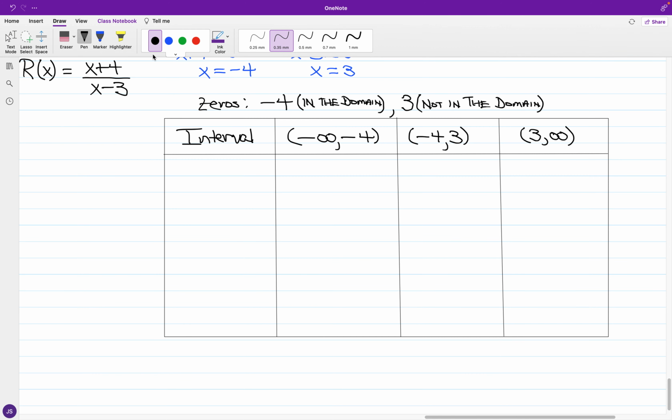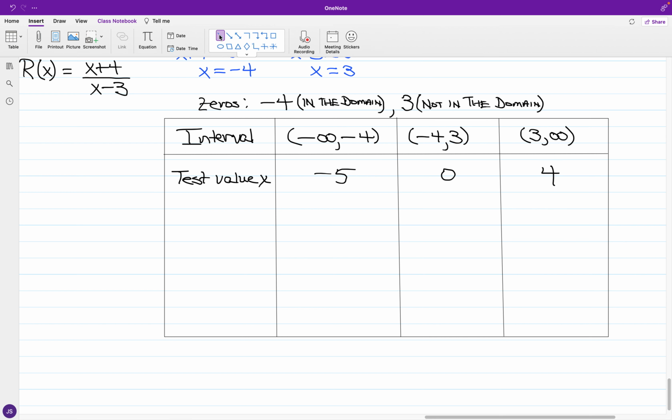Okay, and just like the polynomial inequalities, I can still supply a test value x. Anything less than negative 4, we'll say negative 5. Between negative 4 and 3, we can go with 0. Anything greater than 3, we can go with the number 4.